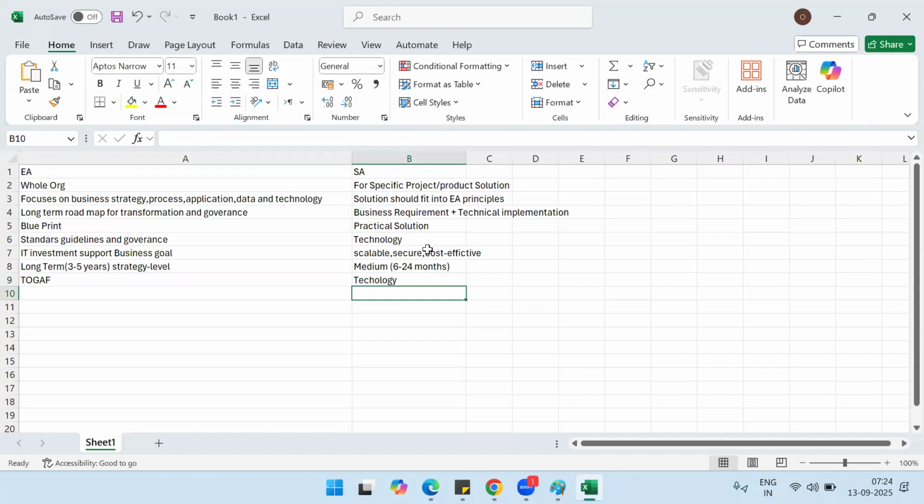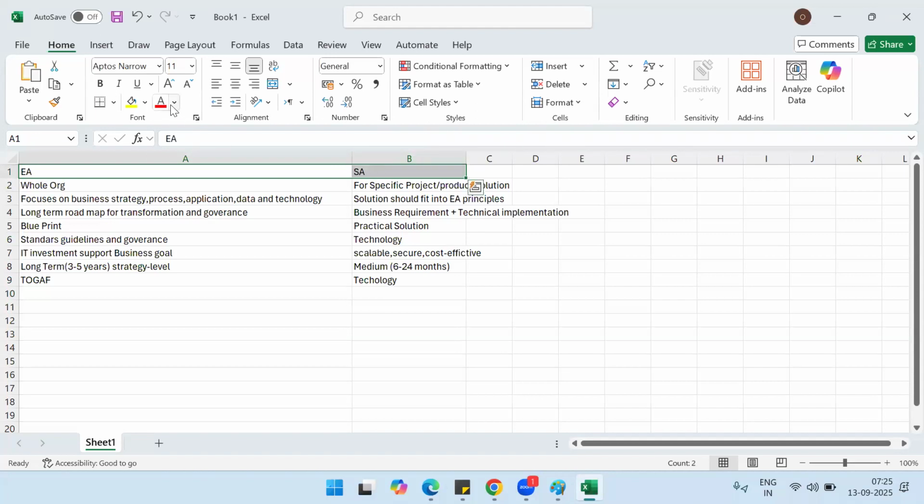So in short, the enterprise architect sets the big picture of the strategy, whereas the solution architect designs the specific solution within that strategy. Okay, so I will share this document also with you.